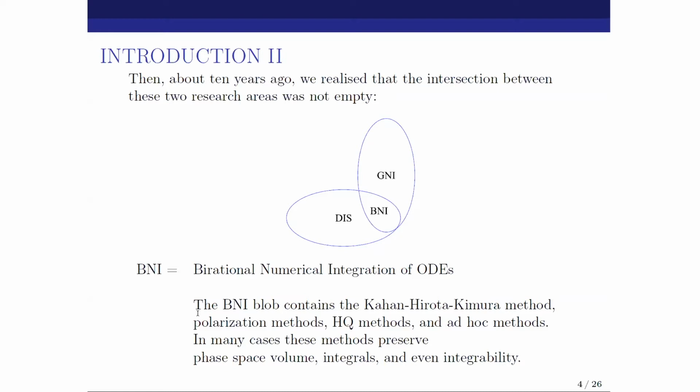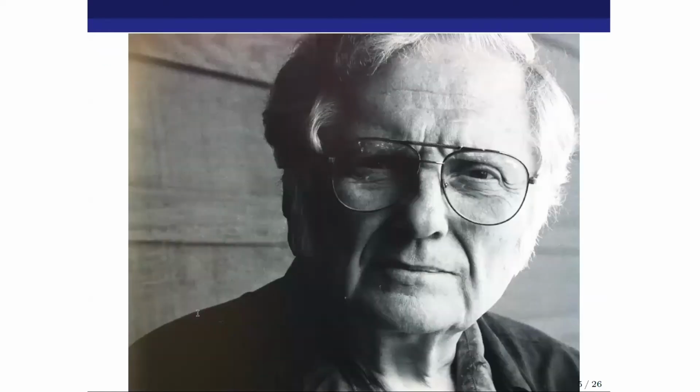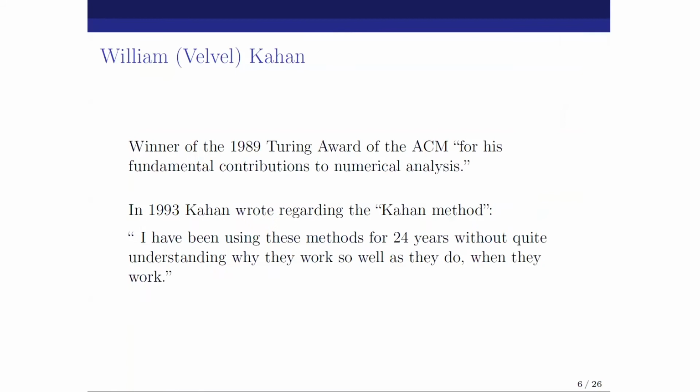Now, most of you, or some of you at least, will probably not know who Kahan is. So I will show you. This is a photo from a little while ago, because he's close to 90 at the moment. And he's actually a very well-known guy in computing. He won the 1989 Turing Award for his fundamental contributions to numerical analysis. Now, for those of you that don't know what the Turing Award is, it's sort of the Nobel Prize in computer science.